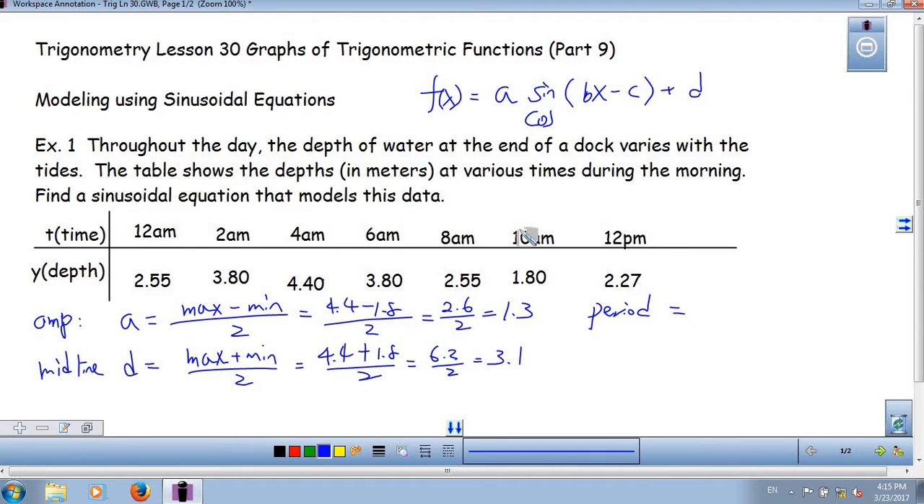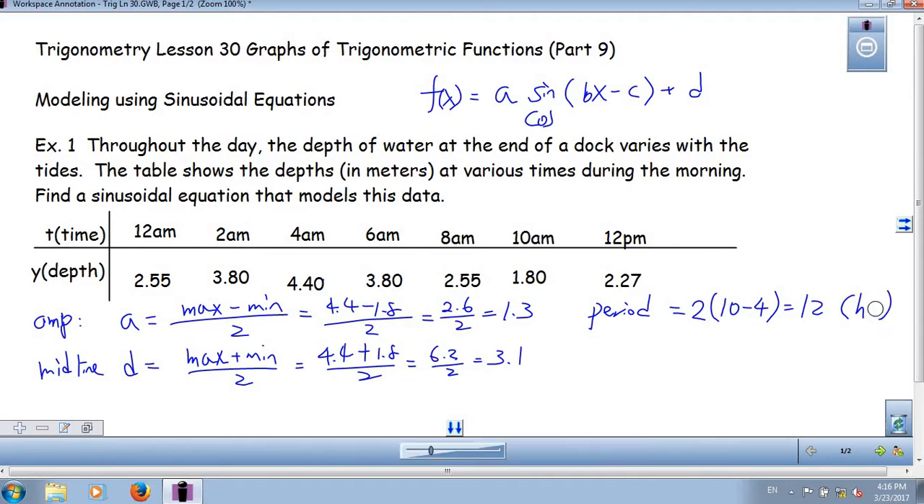But we know from maximum to minimum should be half of a period. So the time from maximum to minimum should be half. And how long does it take from maximum to minimum? It reaches maximum at 4 a.m. and reaches the minimum at 10 a.m. So it took 6 hours, right? So that should be half of the period. It's 10 minus 4, which is 6 hours. 6 times 2 will be 12. So this will be 12 hours.